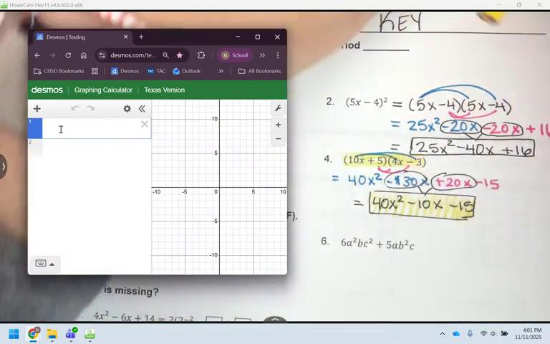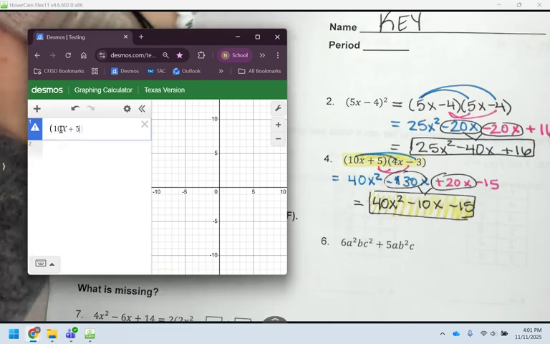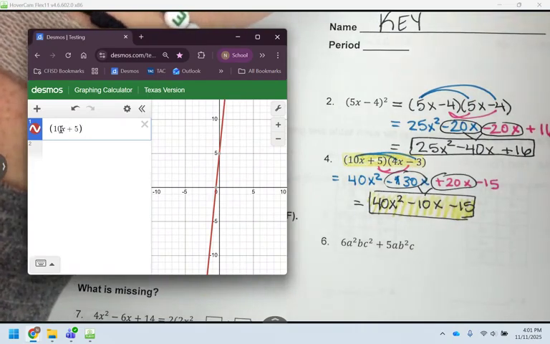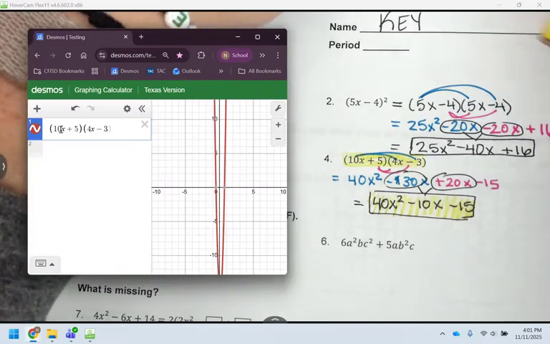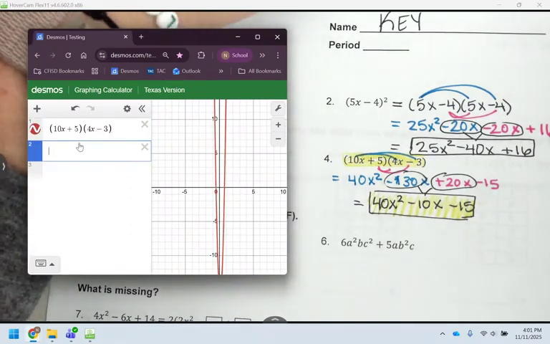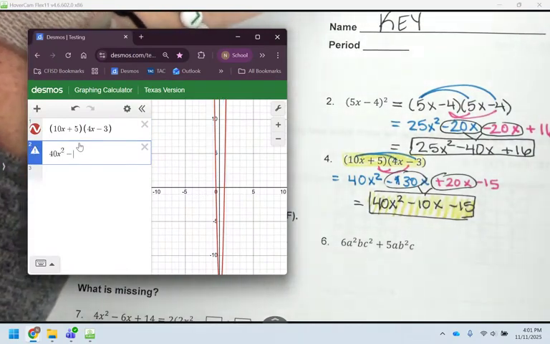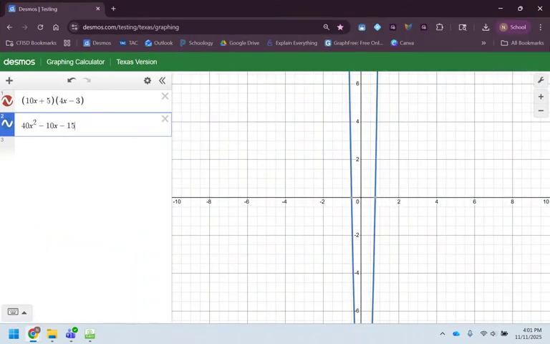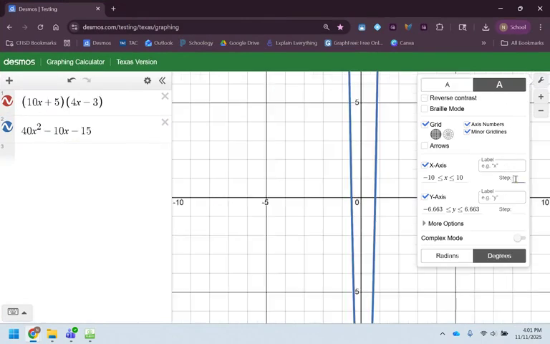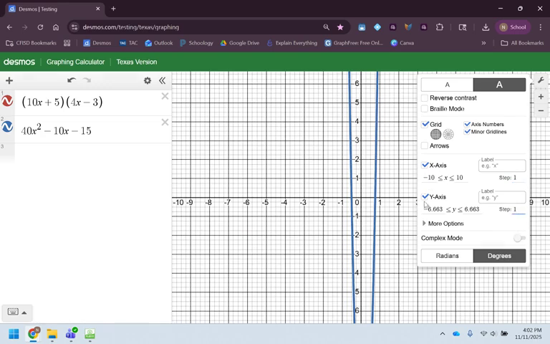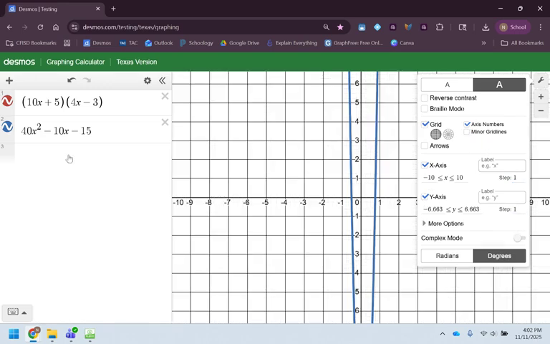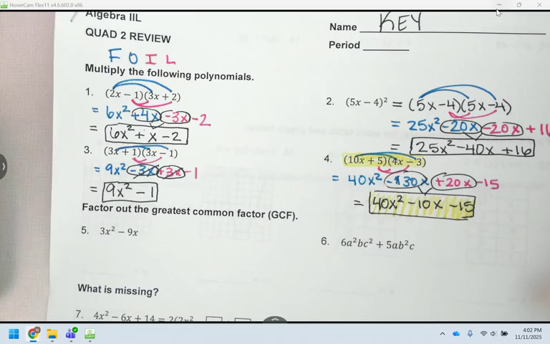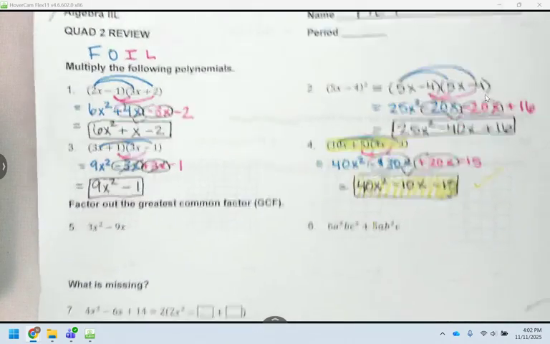Okay, so if I type in 10x plus 5 and 4x minus 3, and then our answer, you should get a parabola right on top of itself because it should be the same exact parabola. And as you can see, it is. So we can say check, we did that one right.